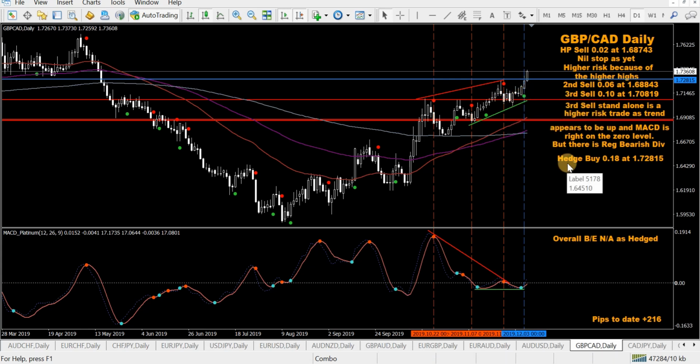Now today I took a hedge. Again, I'm trying to catch a falling knife here. Prices are heading up, MACD's heading down. It's just, yeah, not the ideal setup. Now I'm hedged, so hopefully it'll just roll up and turn and roll back down.